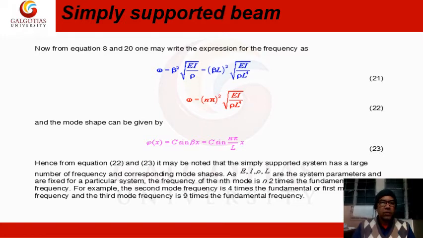Hence from equations 12 and 13 it may be noted that a simply supported beam has a large number of frequencies and the corresponding mode shapes. As EI and rho L are the system parameters and are fixed for a particular system, the frequency of the nth mode is n squared times the fundamental frequency. For example, the second mode frequency is 4 times the fundamental frequency of the first mode. Then the third mode frequency is 9 times the fundamental frequency. In this way, you can guess how the fundamental frequency is behaving in the nth mode frequencies.